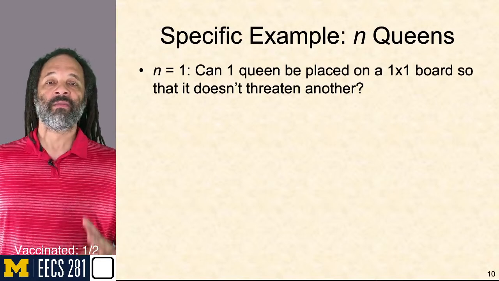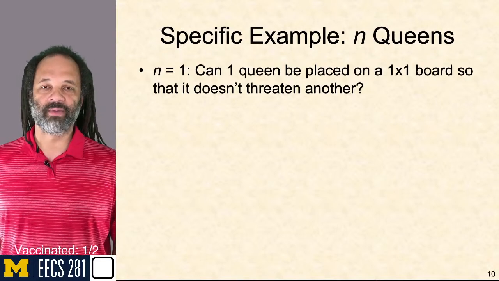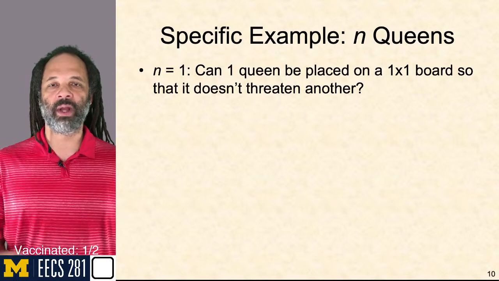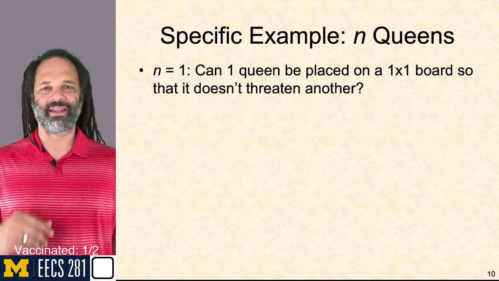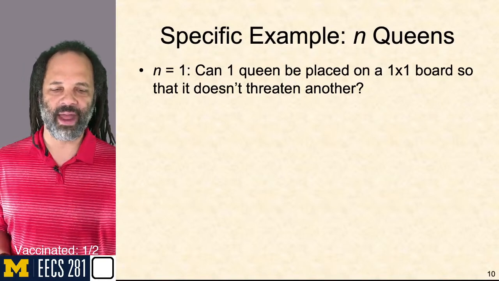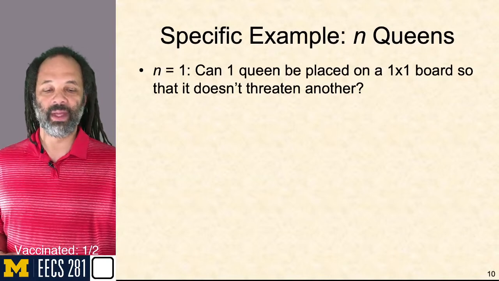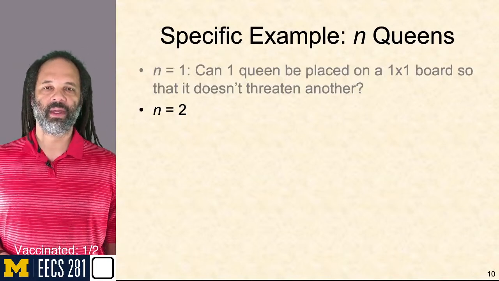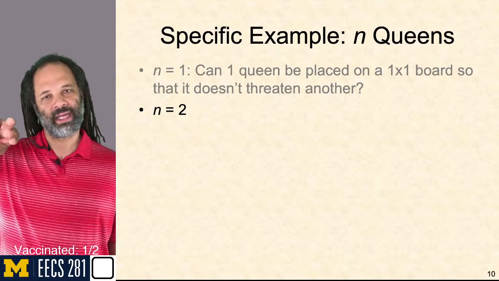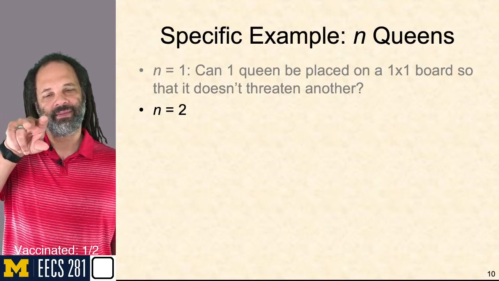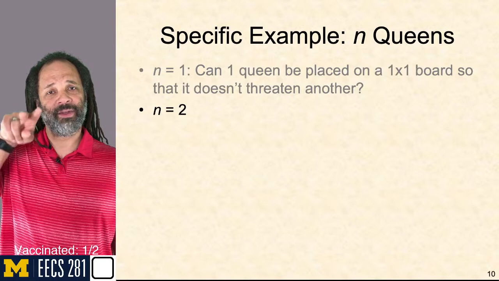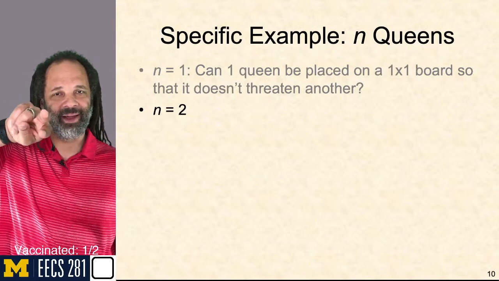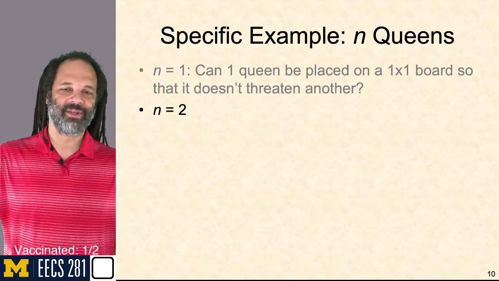So, starting out small with a 1 by 1 board and one queen, can I do it? Obviously, that's trivial. There's no other queens to be threatened by or to threaten. How about 2 by 2? Well, now this is impossible. Let's try that again. They're either in the same row, the same column, or on the same diagonal. There's no way to get around it.